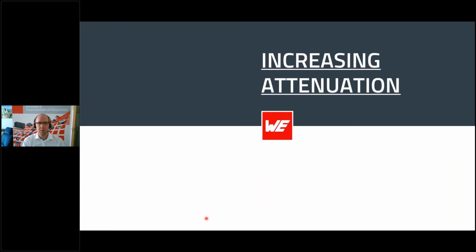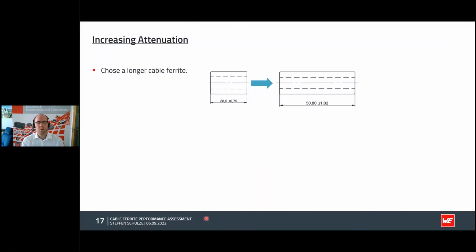So how is it, in principle, possible to increase the attenuation? The first thing which you can do is choose a longer cable ferrite. If we have a certain sleeve tested and the attenuation is not sufficient, then it's a good idea to choose a longer ferrite. In this example, we have the same outer and inner diameter, but the length is nearly double the one which we have used before.